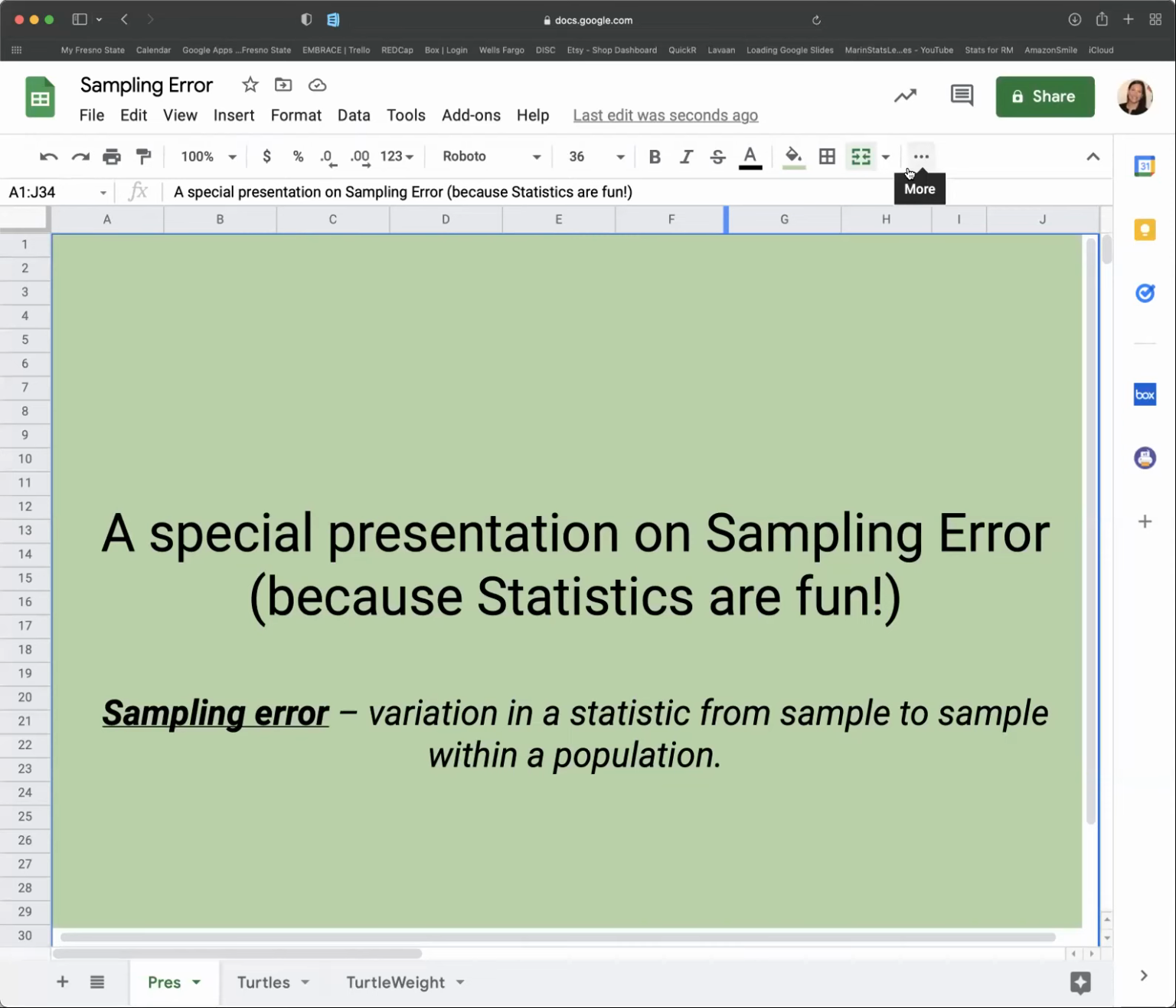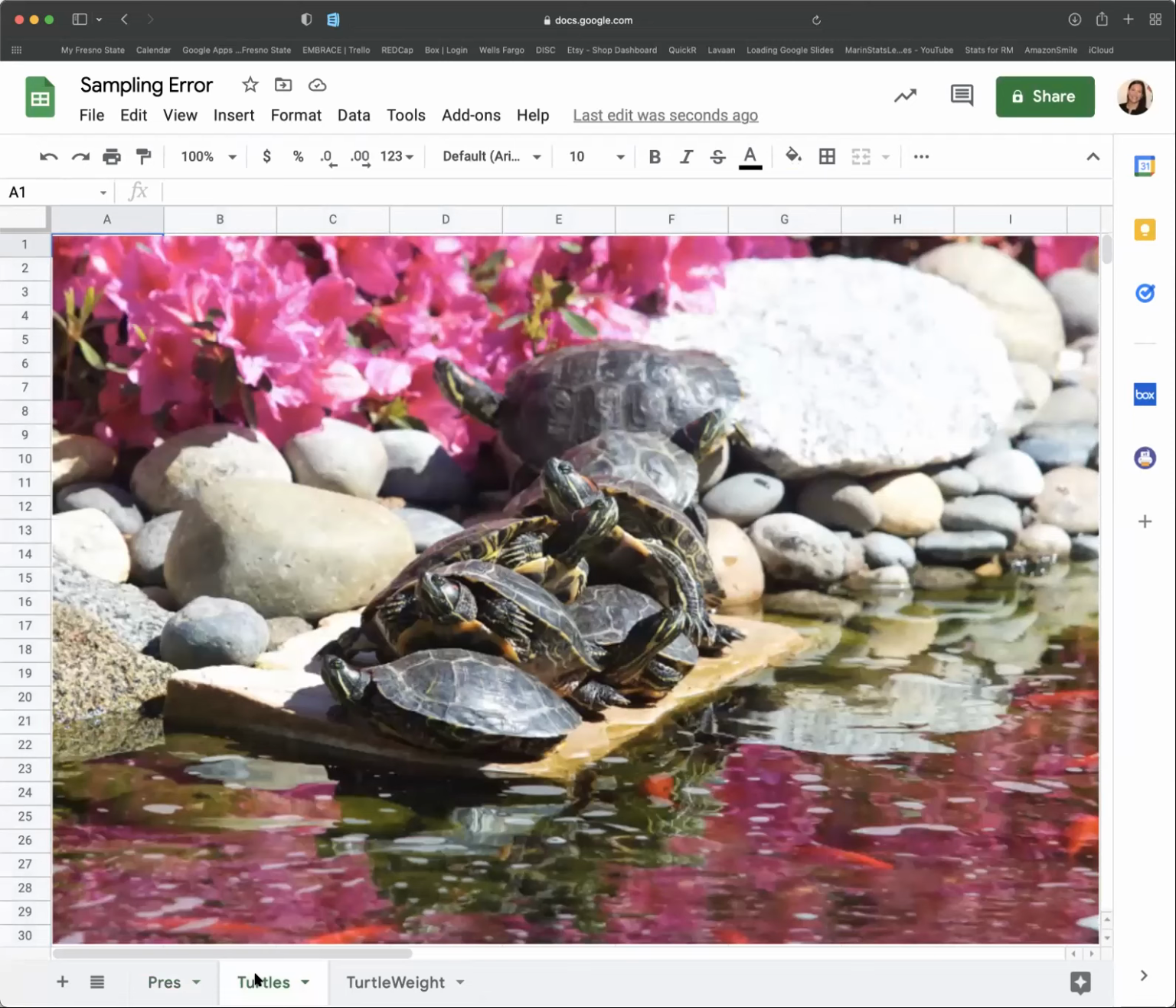Sampling error is a really important concept. So we're going to do an example, and you'll see in just a minute why I needed to record this rather than just talking about it in class. Again, sampling error is the variation from sample to sample within the same population. Today we're going to look at a small population, the turtles in my pond, and look at how much they weigh and see what that average is.